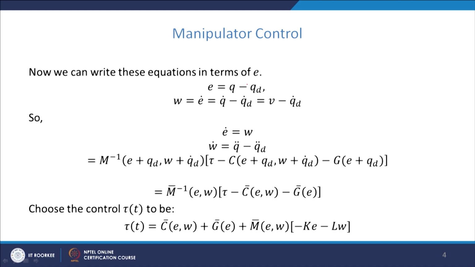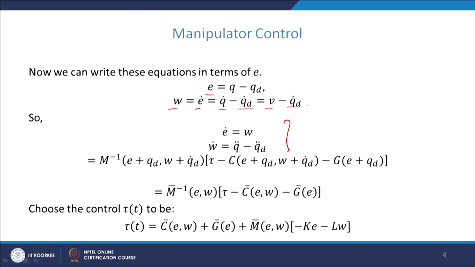Now, according to the notation introduced earlier, e is q minus q d and w, if you call it, is e dot. We can write the same equation in the error form. So, e dot is equal to w, we can give this notation, and w dot is nothing but e double dot. So, e double dot is q double dot minus q d double dot, or in other words it is v dot minus q d double dot.